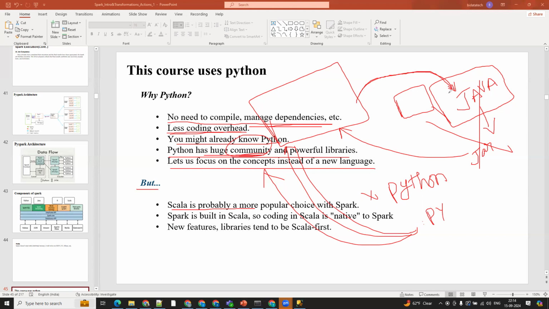If you write directly in Scala, Scala is built on top of Java. Java objects are already getting created indirectly there. Then you don't need to convert anything. So from a performance point of view, if you compare Python and Scala, Scala will give more performance. If you write your code in Scala, the execution will be a bit faster compared to Python.